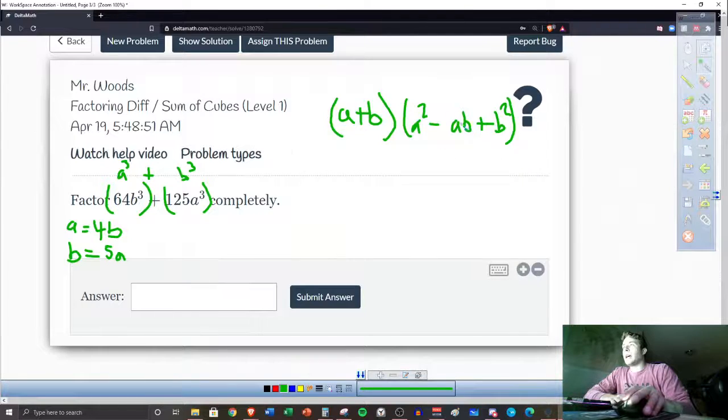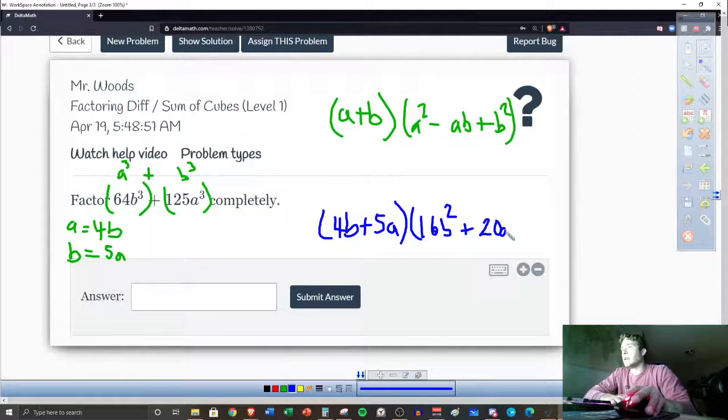Now we've got to put it into this format. We know that a is 4b. I'm going to change colors here. It's going to be 4b plus this 5a. We have a squared, so we take this and square it, that's 16b squared. Then it's a times b, so 4b times 5a, 20ab, plus, then we do b squared, which is this squared, so it's 25a squared. That should be our answer for this one.